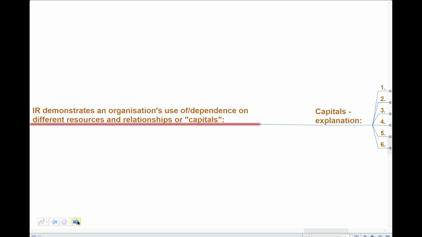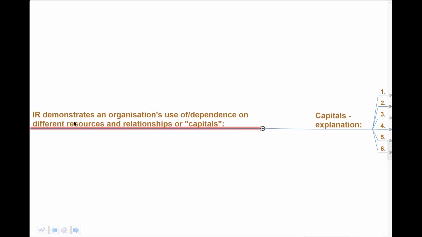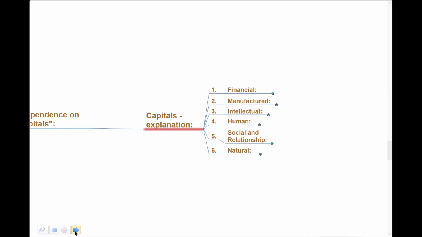But what are they? Well, what we're saying here is that IR is supposed to demonstrate an organization's use of or dependence on different resources and relationships. So in essence, we can call the capitals really different types of resources or possibly relationships in one way. So in terms of a detailed explanation, let's take a look. Now, we know that there are 6. The easiest one, in my opinion, always to deal with is the first one.